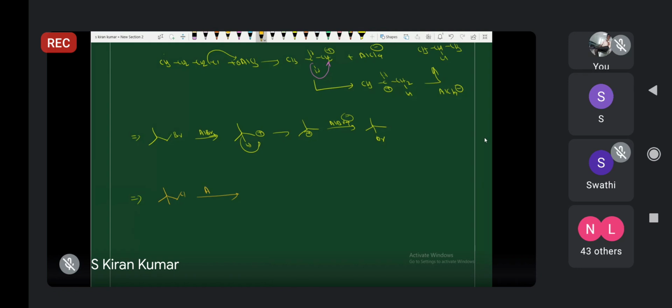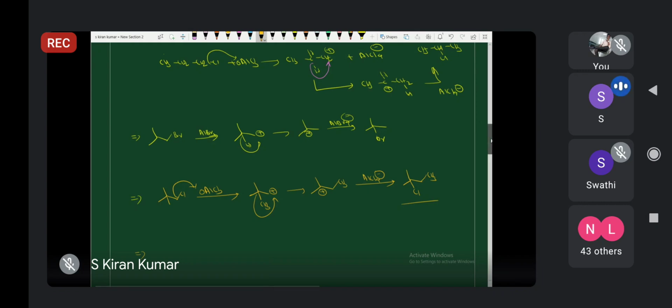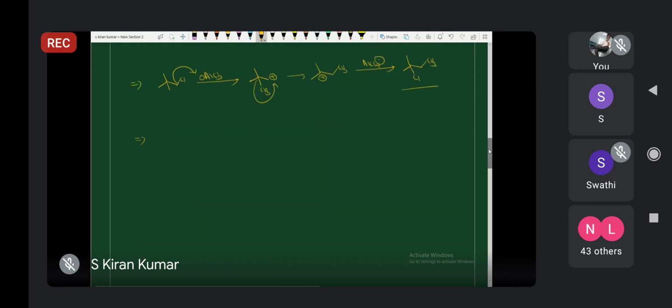Neopentyl chloride with AlCl3. What is your answer? Same. Cl minus reacts with this one. First it forms neopentyl carbocation, which is primary. Methyl group migration gives the tertiary pentyl carbocation. With AlCl4 minus, tertiary pentyl chloride. Neopentyl chloride is rearranged to the tertiary pentyl chloride. Okay, next one.